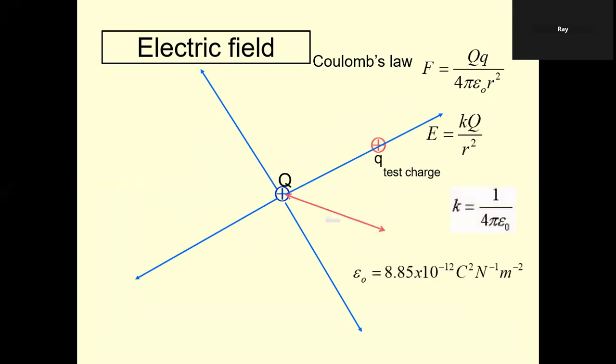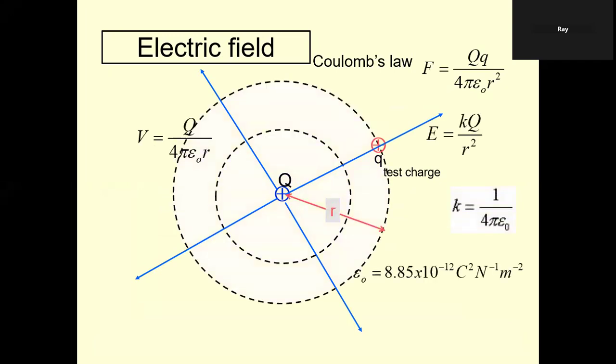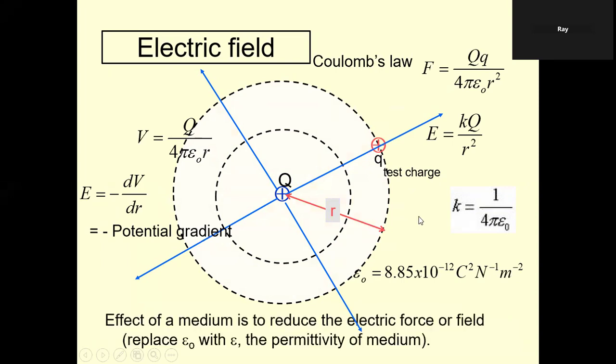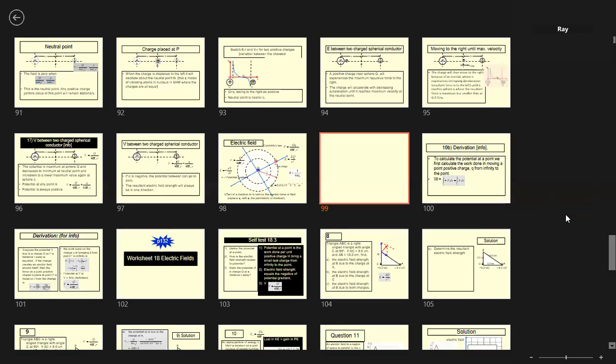All the formulas that you need to remember, what things are given. Negative potential gradient is electric field. There's your test charge, there's your K, there's your epsilon. If the effect of medium other than air is just to modify this one, but we are not interested in that. Okay, let's try some examples.